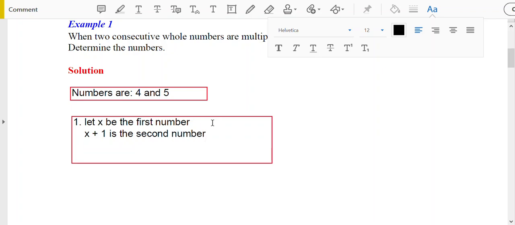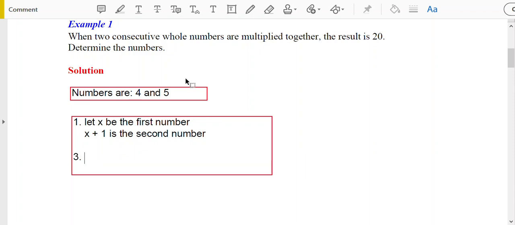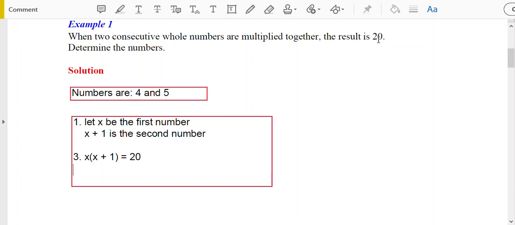So that's step number one, but it's not appropriate to draw a diagram in this problem. There's nothing actually to draw, so we can skip over step 2 and go to step 3, which is develop an equation. We develop an equation by reading the problem again. It says when two consecutive whole numbers are multiplied together, the answer is 20. So we multiply our two numbers together, which is x times x plus 1, and we write that with brackets: x bracket x plus 1 equals 20. There's our equation, so that's step number 3.